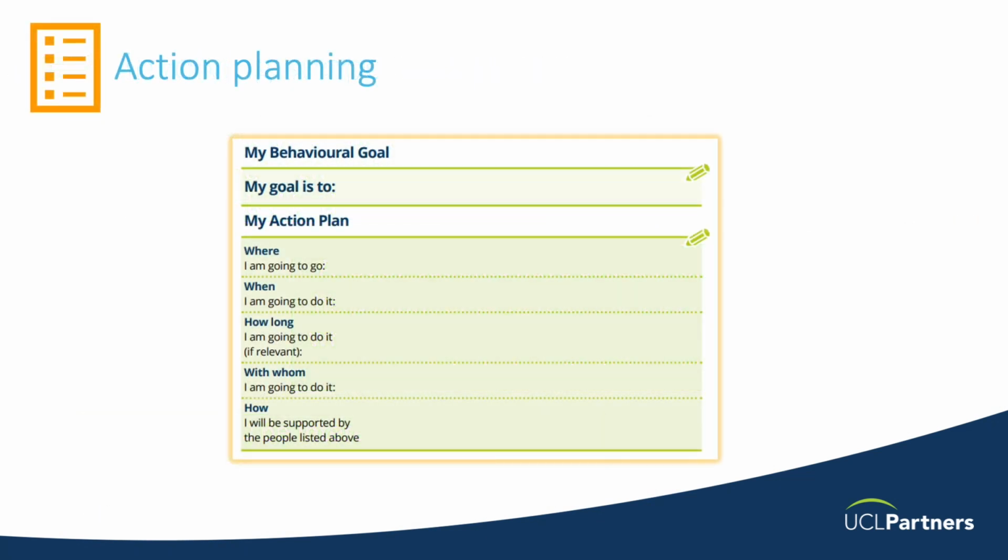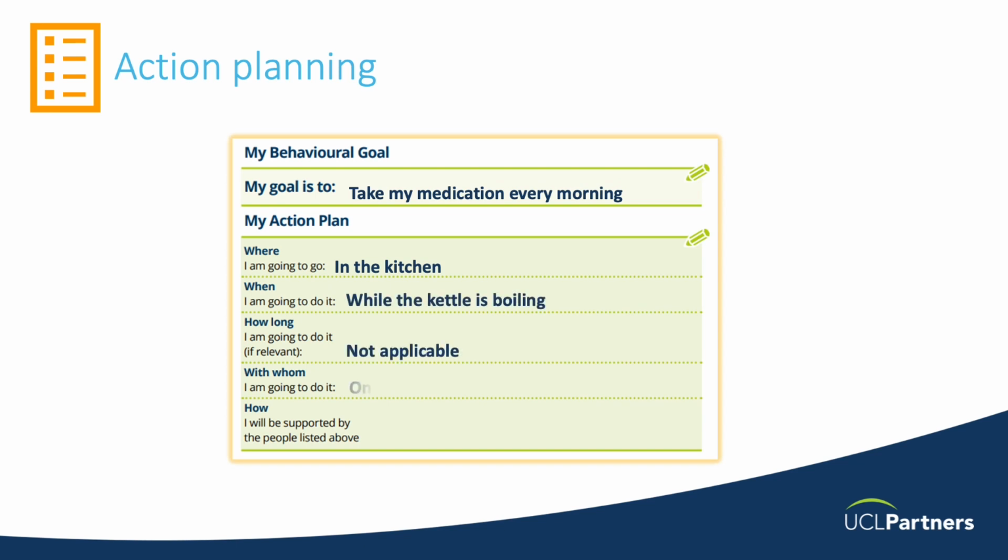Action planning. Action planning involves working out exactly how the patient will achieve their behavioural goal. They support behaviour change by acting as a trigger for the chosen behaviour. Action plans should include details such as where, when, with whom, and for how long the behaviour will happen. The patient can record their action plan in their My Health Plan.